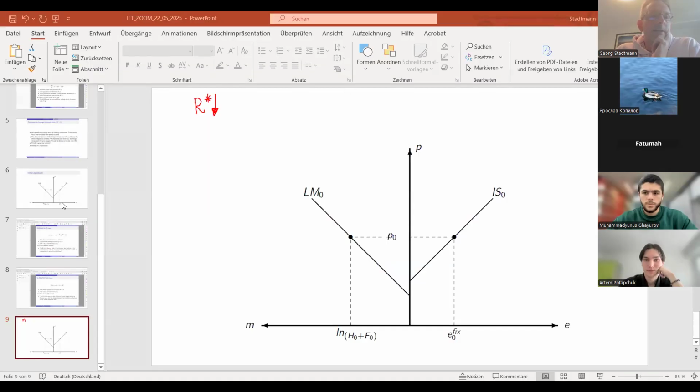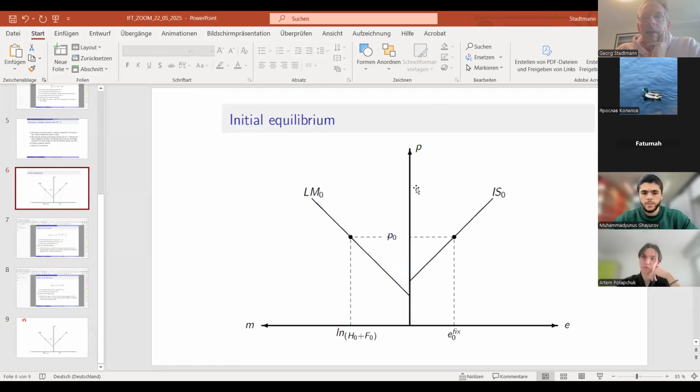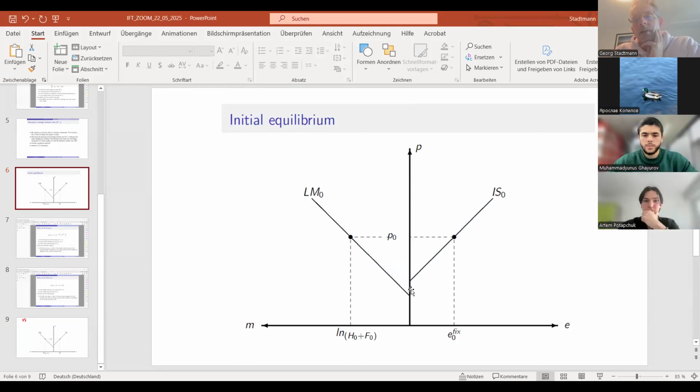Once more, the video signal is running and let's have a look. So our assignment is a decrease in the foreign interest rate. The graph is already given. So this is a good starting point: we know that we are in a fixed exchange rate system, two components of money supply. And now we have to think about the shock, which curve is shifting in which direction.